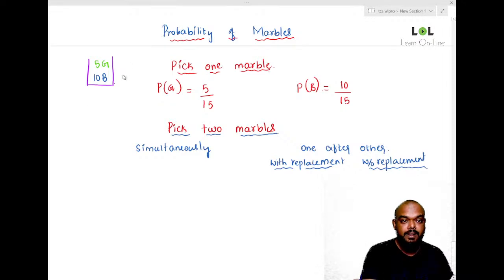Same question. We have the same pot here.